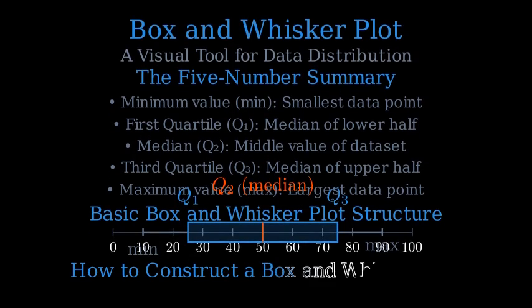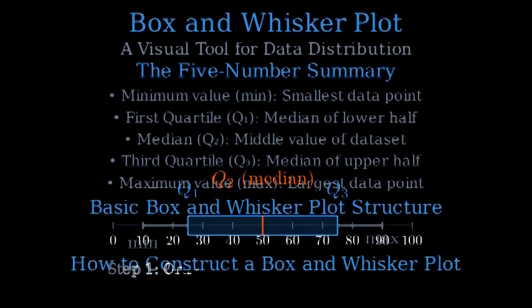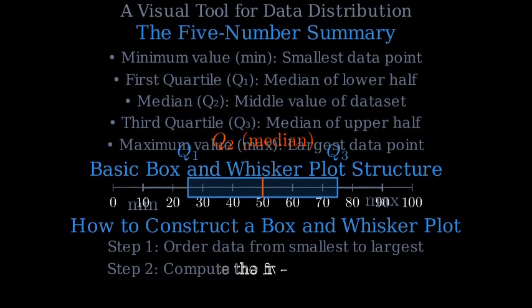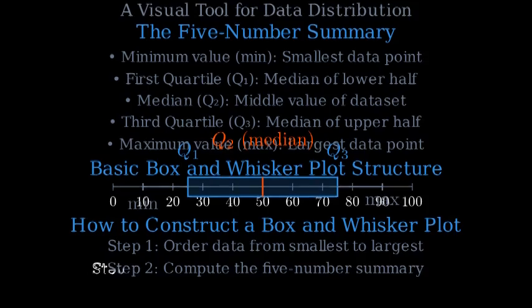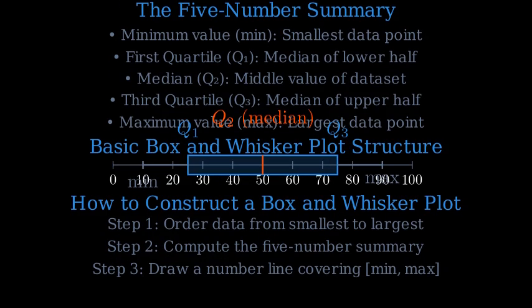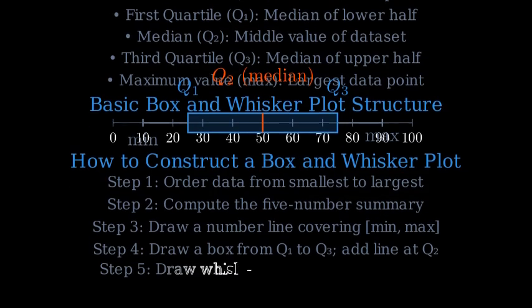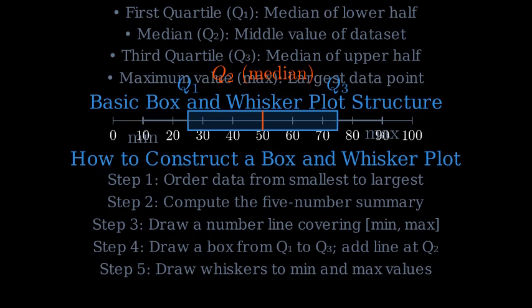Now, let's learn how to construct a box and whisker plot step by step. First, we order the data from smallest to largest. Then, we compute the five-number summary: minimum, Q1, median, Q3, and maximum. Next, we draw a number line that covers the range from minimum to maximum. We draw a box from Q1 to Q3 with a line inside it at the median. Finally, we draw whiskers from the box edges to the minimum and maximum values.